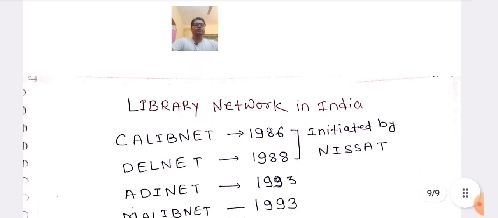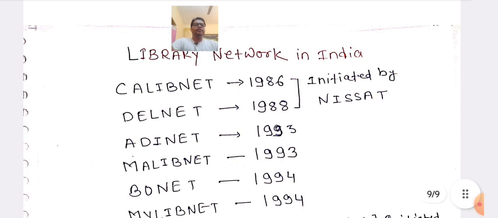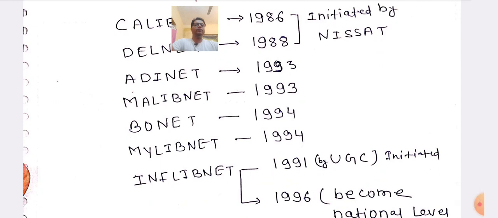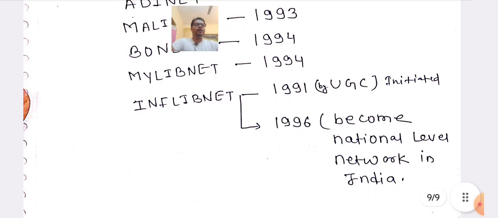At last, we have library networks in India. It is very important to learn all these dates because in every exam all these data come up, like CALIBNET in 1986, DELNET in 1988, ADINET in 1993, MALIBNET in 1993, BONET in 1994, MALIBNET in 1994, and INFLIBNET, which we have studied above, in 1991, initiated by UGC and became a national level network in India in 1996.